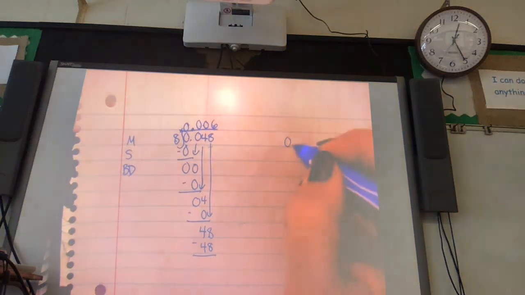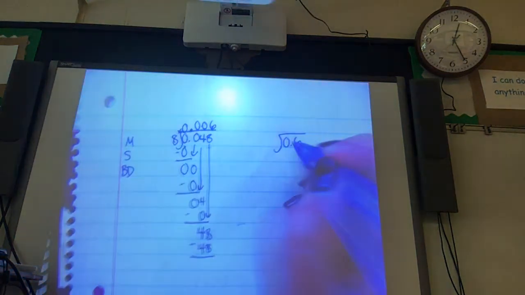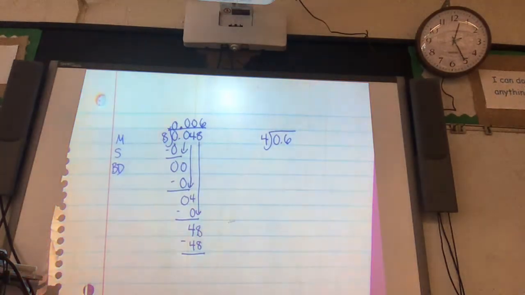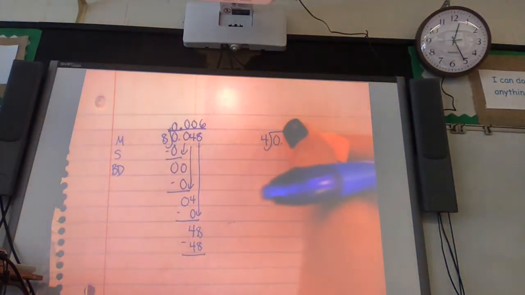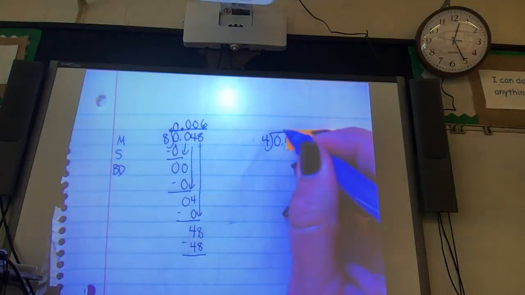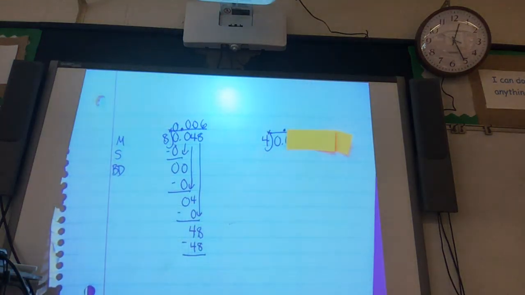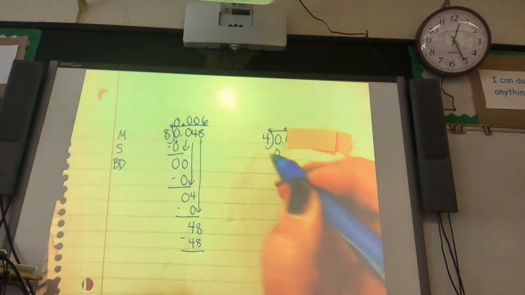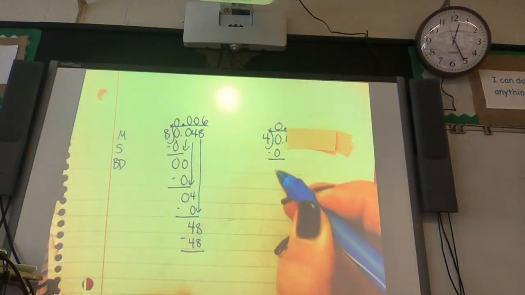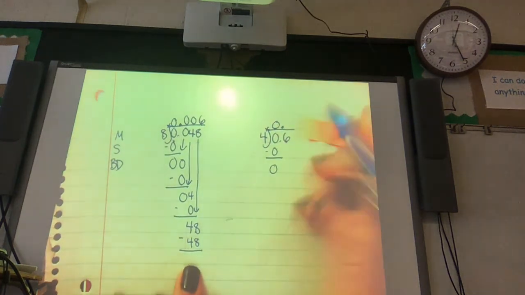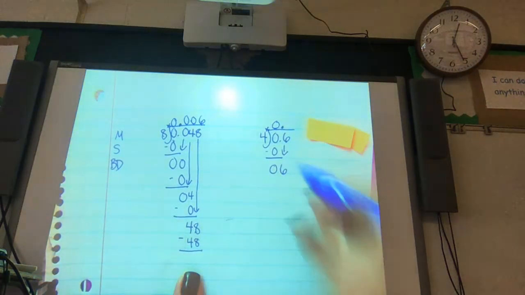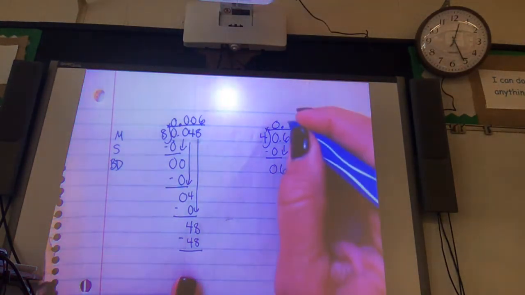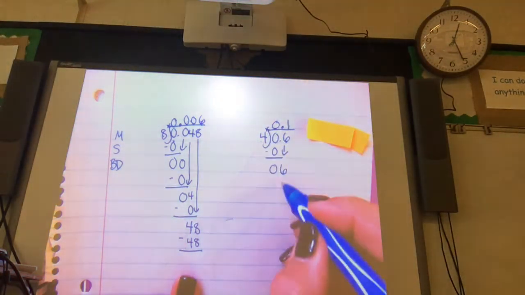All right, let's try another. 6 tenths divided by 4. Hiding my 6, putting my decimal point and my multiplication. And here we go. 0 times 4 is 0. Bring down. What times 4 will get me close to 6? 1. 1 times 4 is 4.